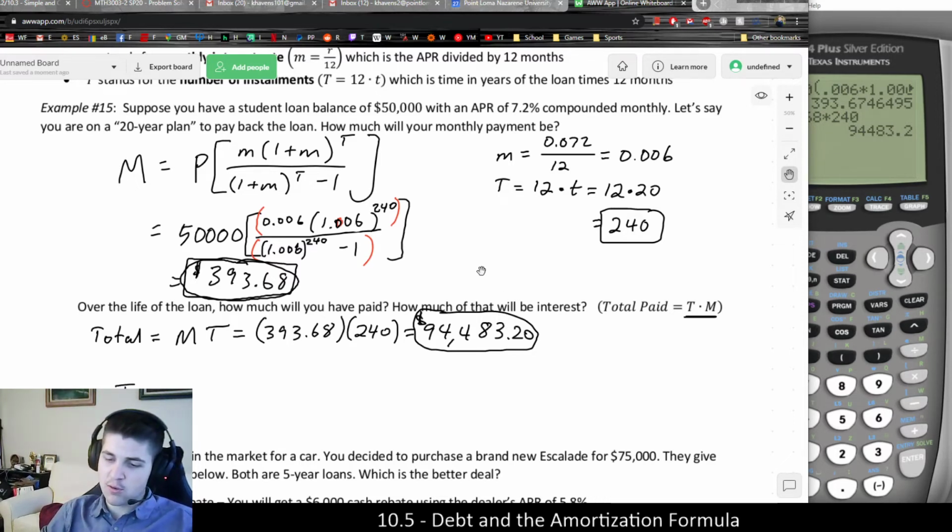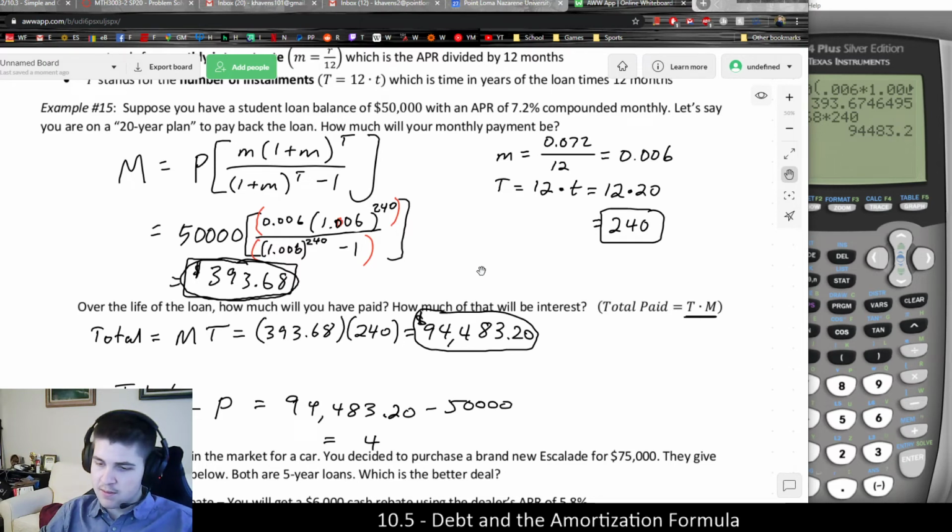And if I want to know, well, what's the interest? Interest is just total paid minus principal. And if I take the difference between $94,483.20 minus 50,000, that would leave me with $44,483.20 as my interest.